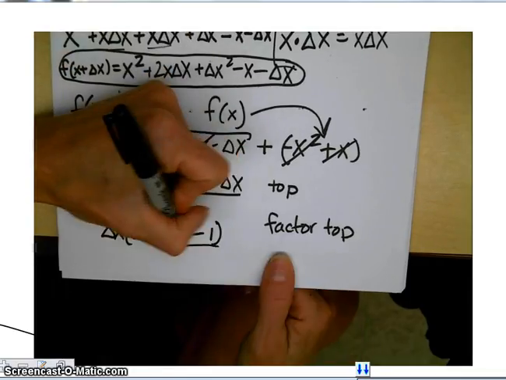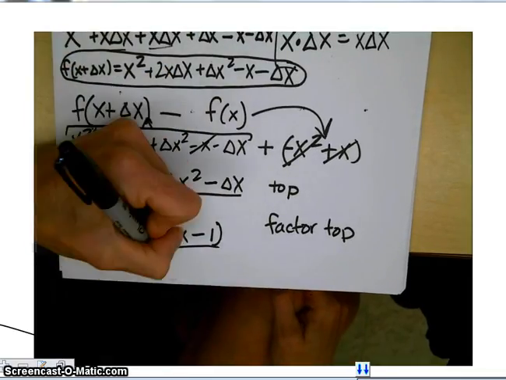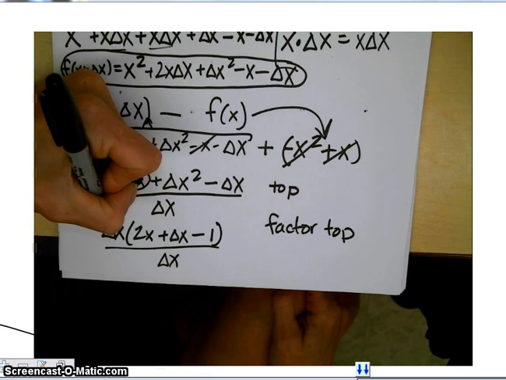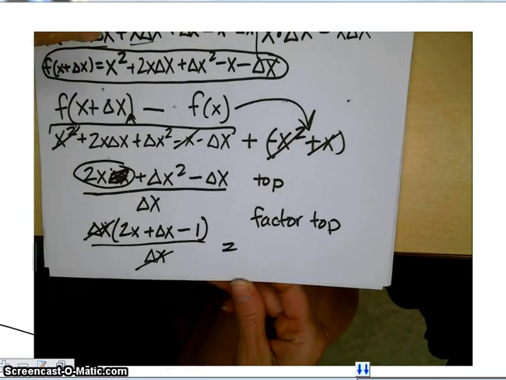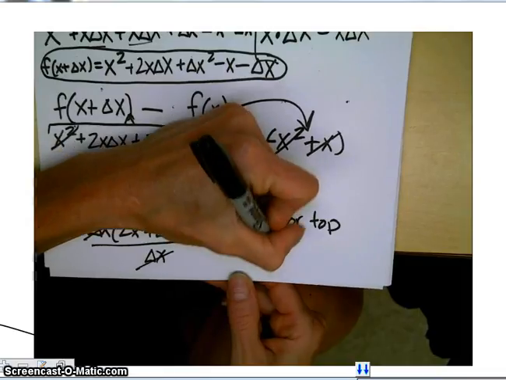Okay, now the bottom is what? Delta x. And what happens to the delta x that you factored out and the one on the bottom? So your final answer for this is? 2x plus delta x minus 1. Okay.